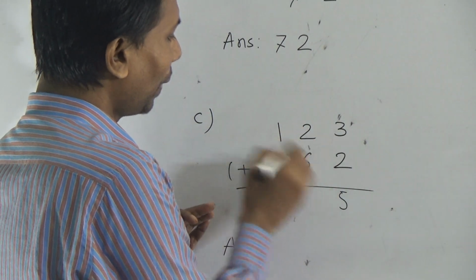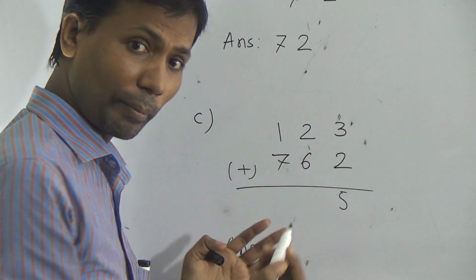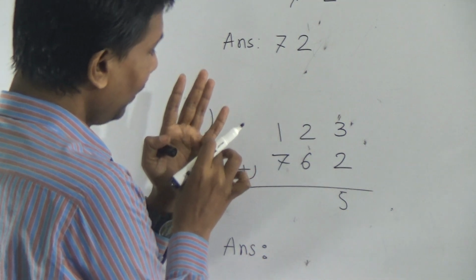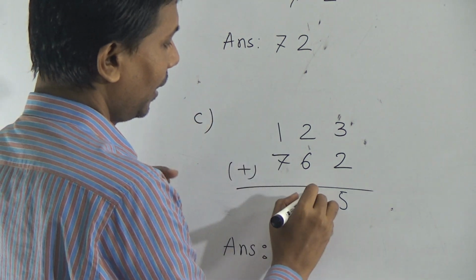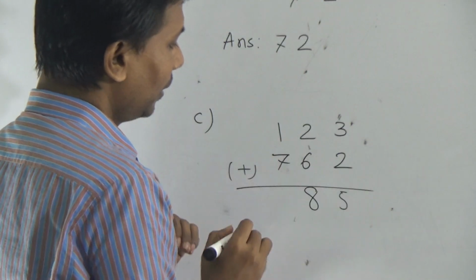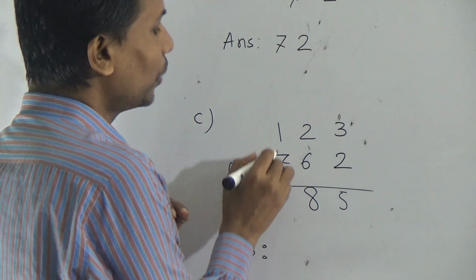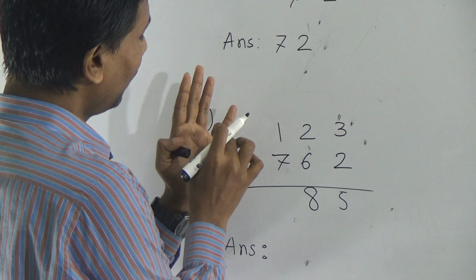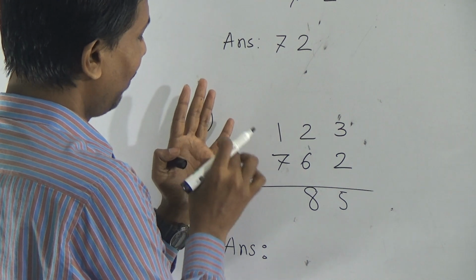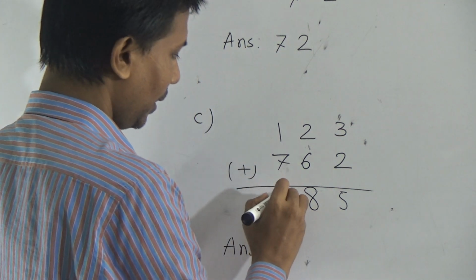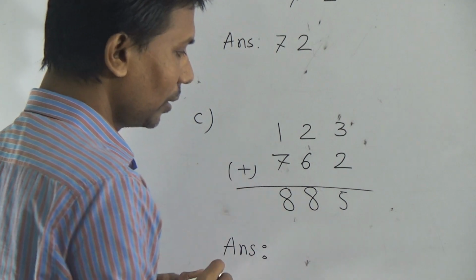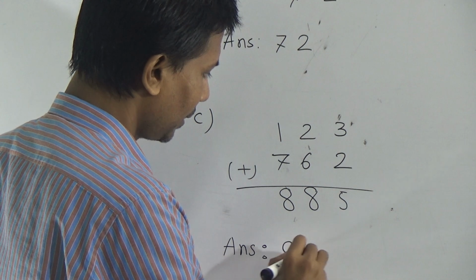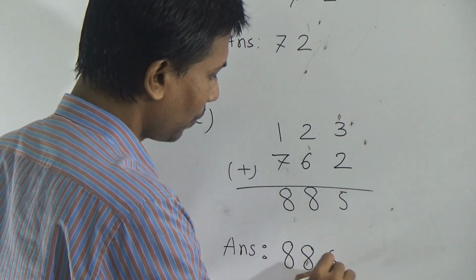Look, 2 plus 6 or 6 plus 2, same meaning. So 6 plus 2: 6, 7, 8. Right here, 8. Then you see 7 plus 1. Where is 1? This is 1. 7 plus 1 means 8. Right here, 8. Now write the answer 8, 8, 5.